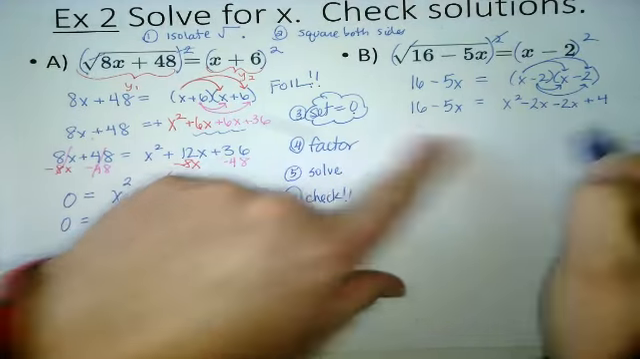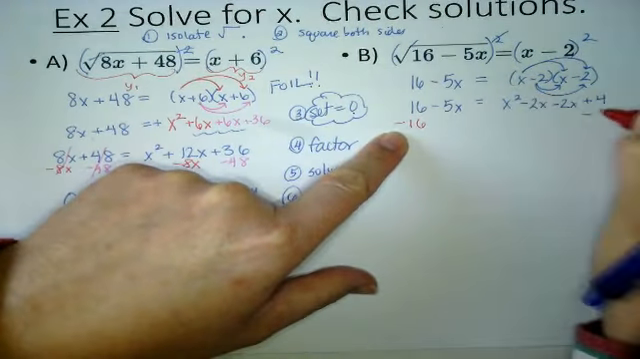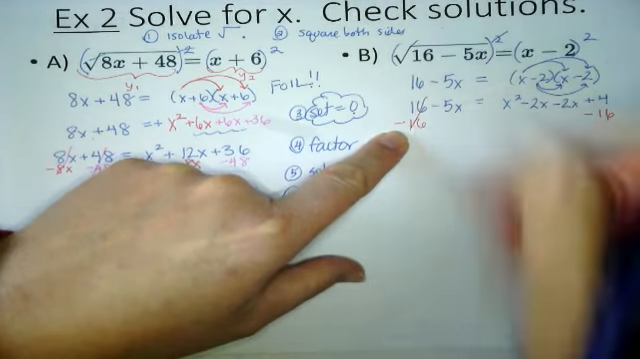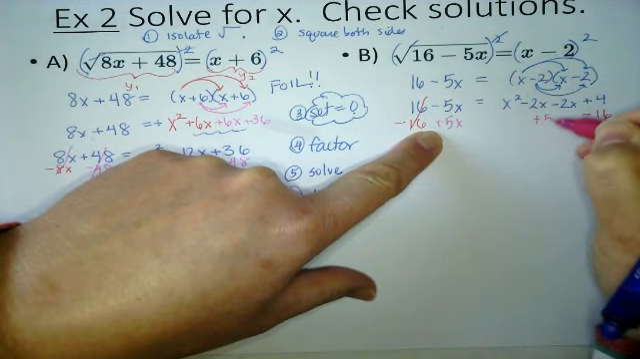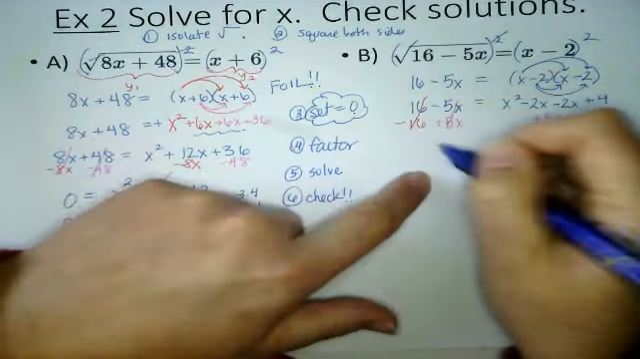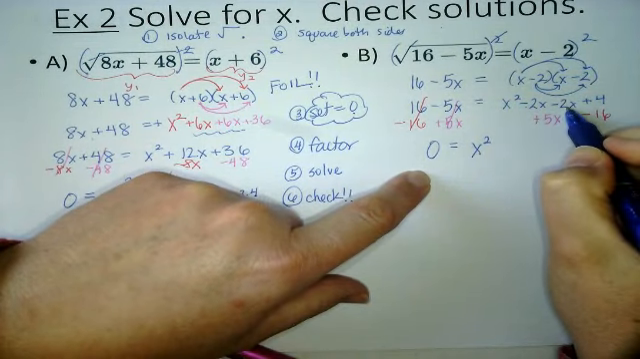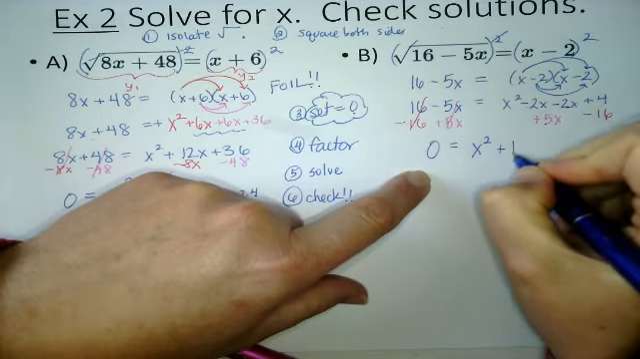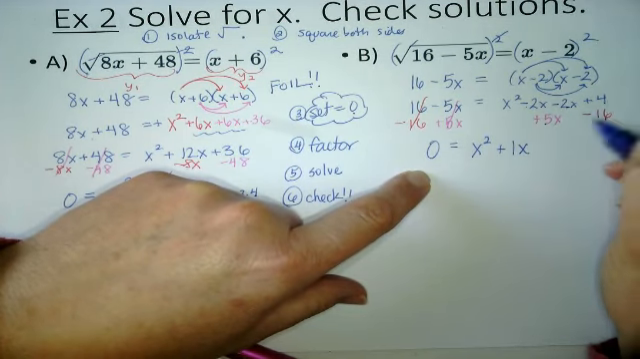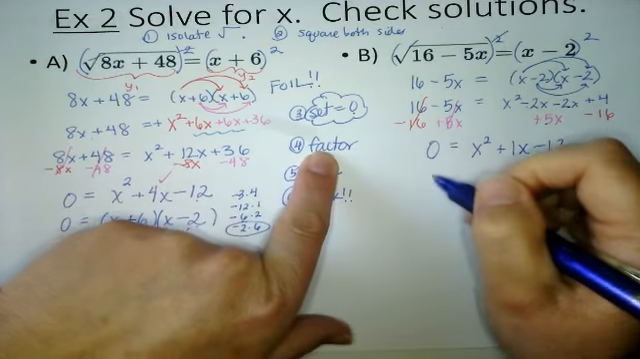Then I'm going to move everything to that x squared side. So I'm going to subtract 16. And I'm going to add the 5x. So I get 0 equals x squared. -2x and -2x would be -4x. Plus 5 would be +1x. +4 and -16 is a -12. Then I can factor.